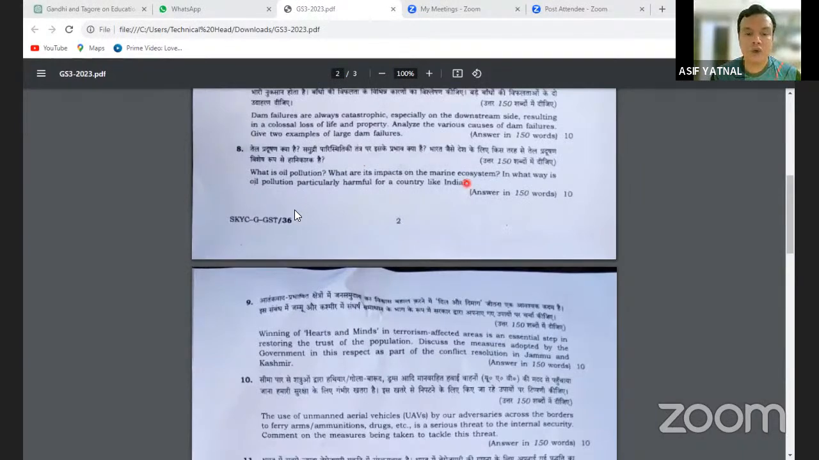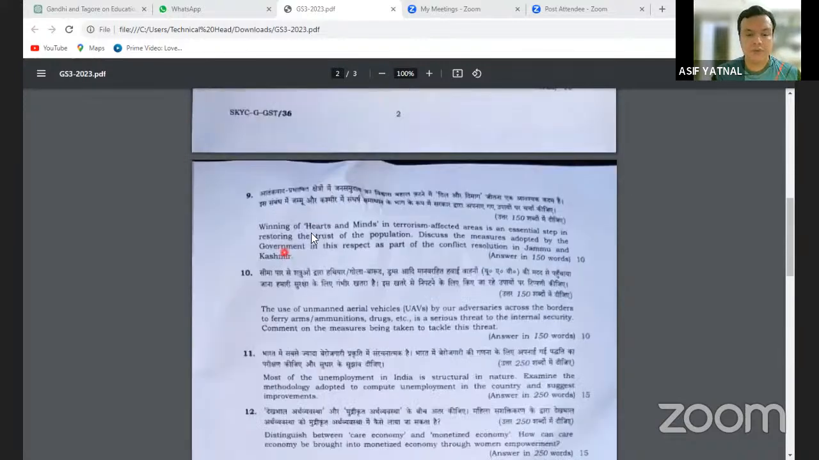In what way is oil pollution particularly harmful for a country like India? Because GS paper 2 में हमने देखा था कि there was one question with respect to the role played by IMO, International Meteorological Organization, in protecting the sea ecological. So that's what you can see, that in what way is oil pollution particularly harmful for a country like India? Next, you got this question? Fine. Now let's move on to the next question.